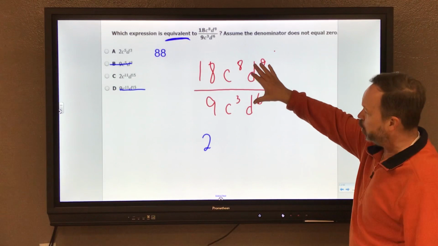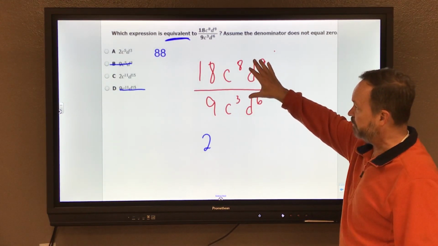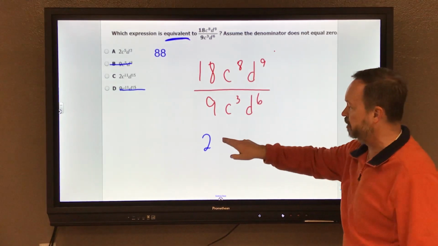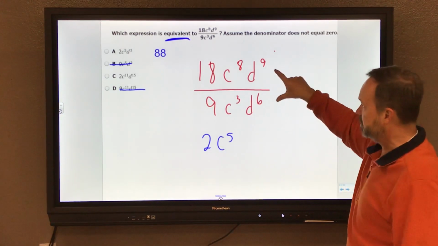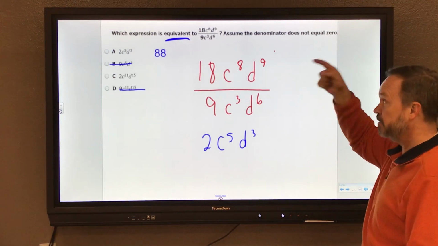And then remember the quotient rule here is you subtract the exponent. So it's C to the 5th, and it's in the numerator because it's heavier in the numerator, so C to the 5th. And this is D to the 3rd, also in the numerator, making the correct answer A.